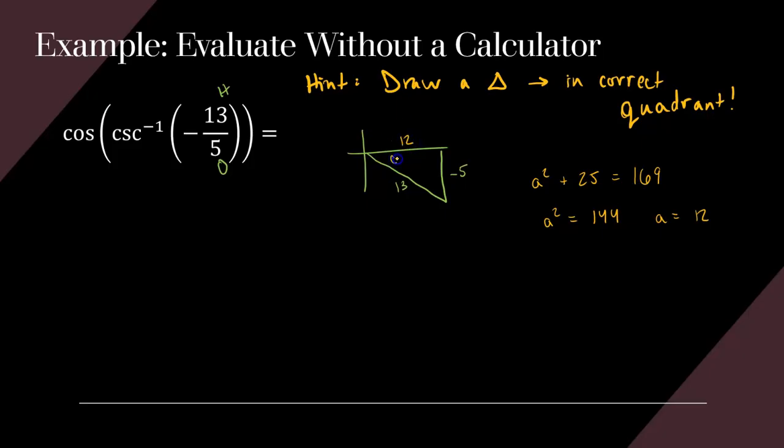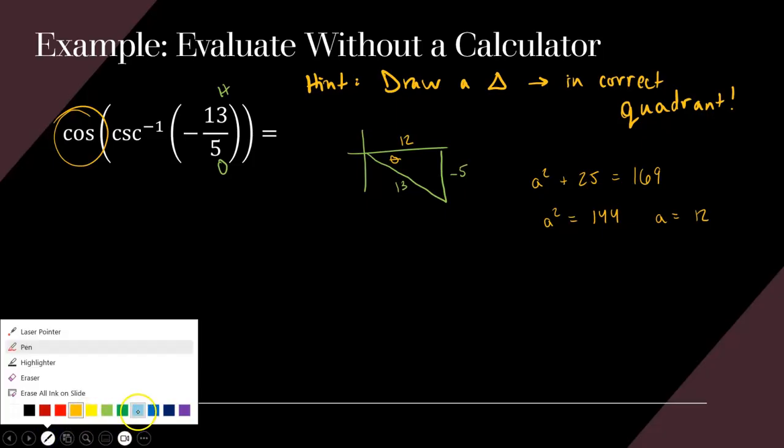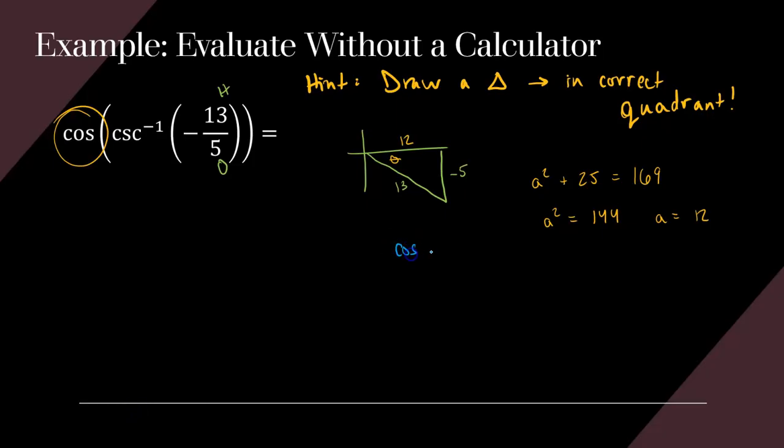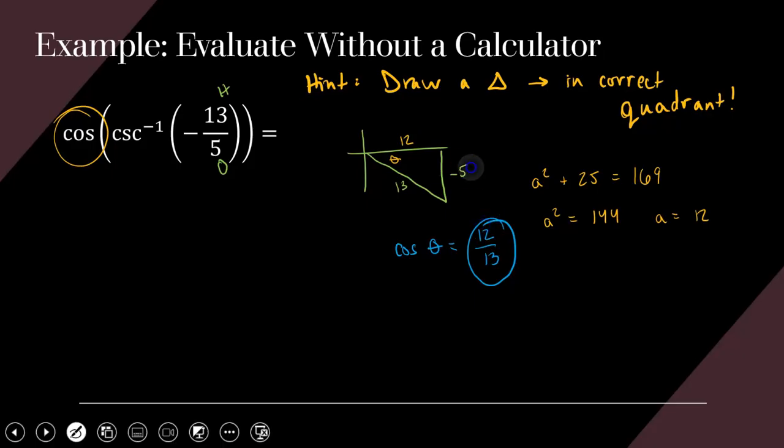So now that we have that, remember, by the way, theta is the angle closest to the origin. So now that we have all that, now we can find the desired outcome. The desired outcome is to figure out what's the cosine of that going to be. So we would say the cosine of theta would be the adjacent over the hypotenuse, 12/13. So that would be your final answer, 12/13 here.